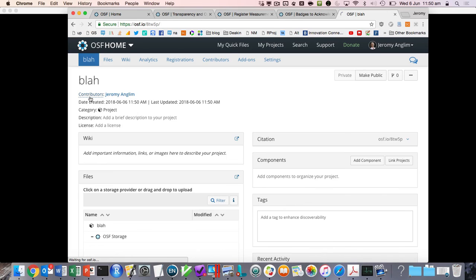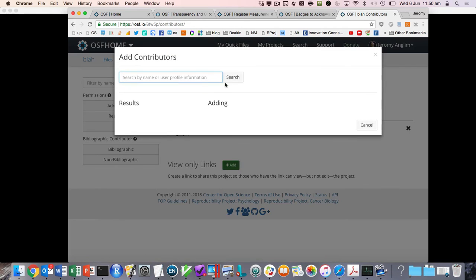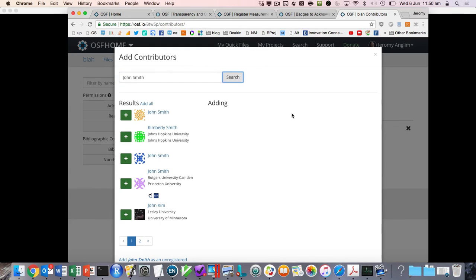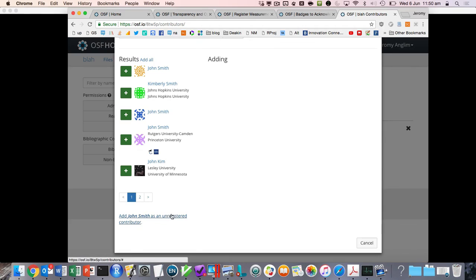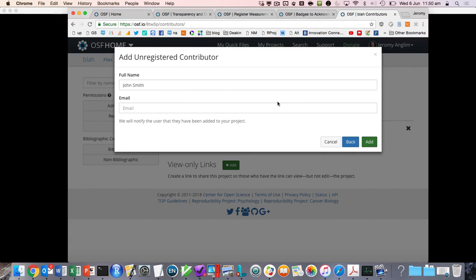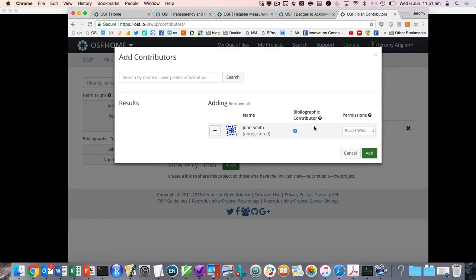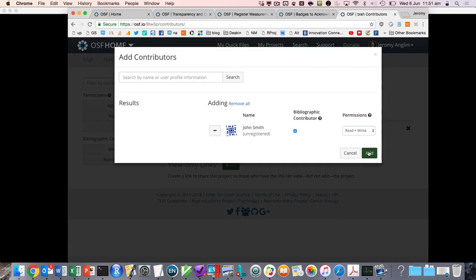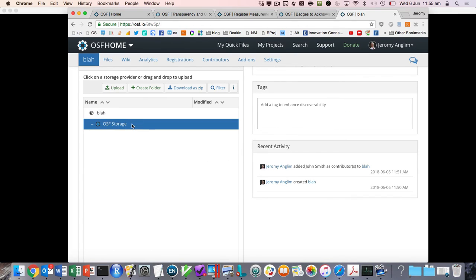You might add some contributors. You can either add existing people, or if they don't have an account and you email them, they'll be invited to join. But if you've got a whole pile of people who don't want to have anything to do with that, you can still list them and give them access and so on. And then you can use the file storage system on here. So you can just create a folder like data and preprint or something like that.